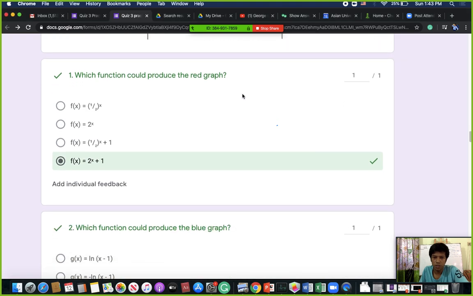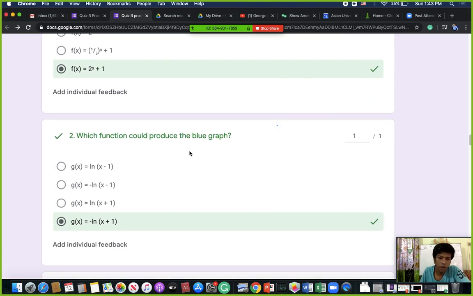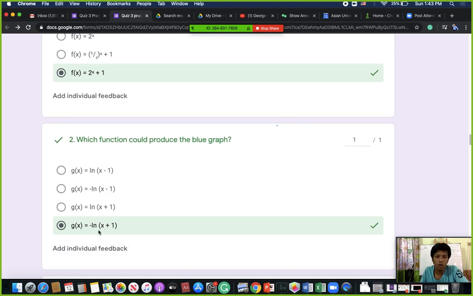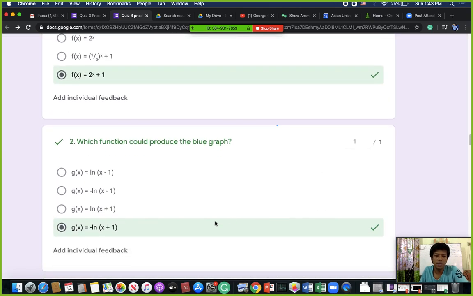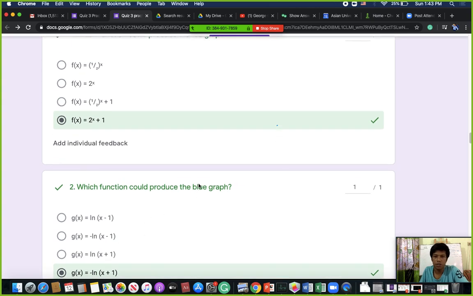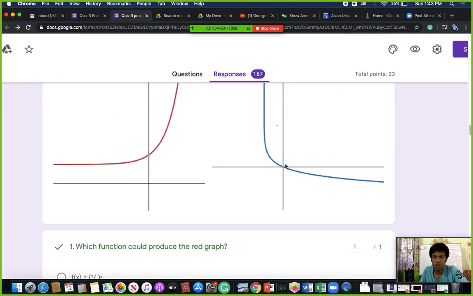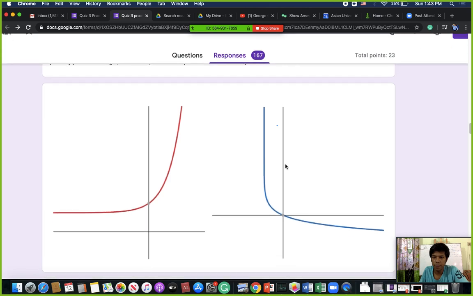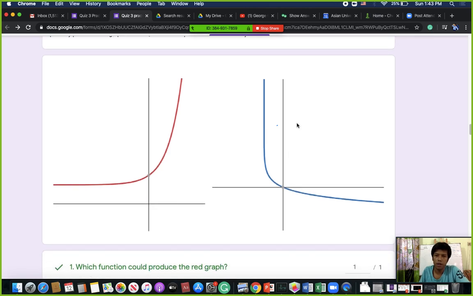Actually, I can discuss that one also. Which of the following graph could produce the blue graph? Now, this is ln minus ln x plus 1. This kind of thing is the correct answer. As you can see, actually, this is correct. But why is it correct? Why are the others not correct? This blue graph, how is it correct and how are the other graphs not correct?